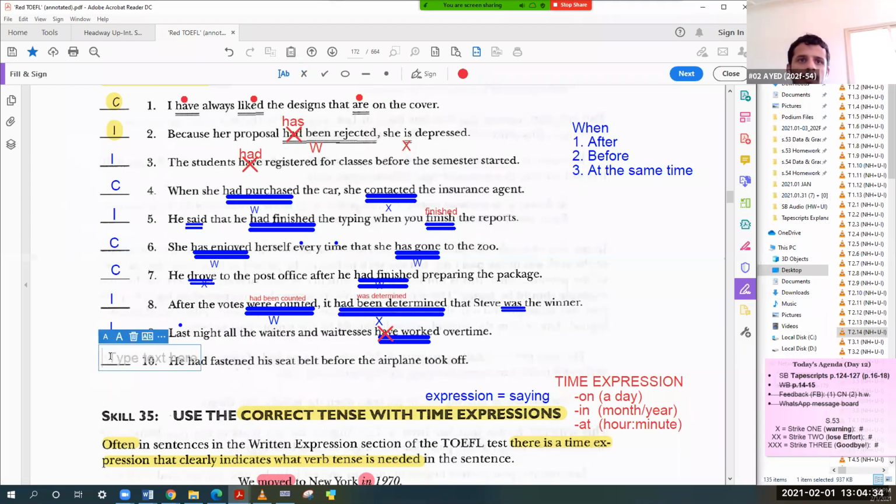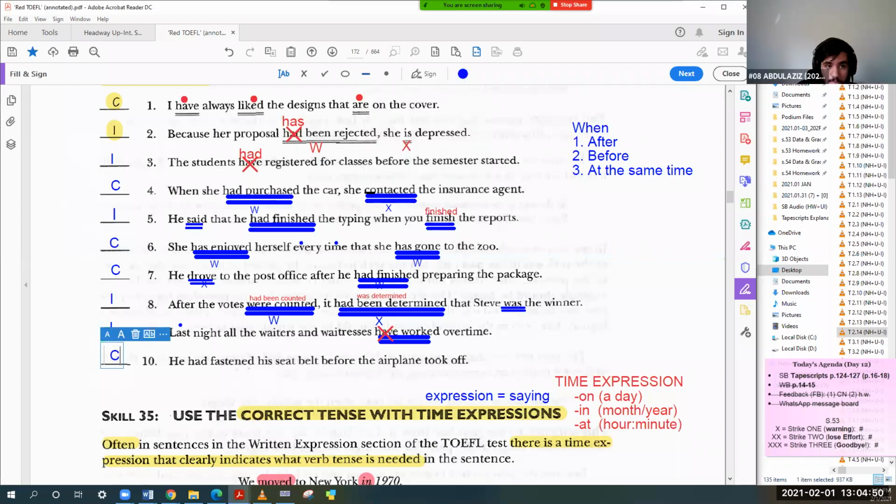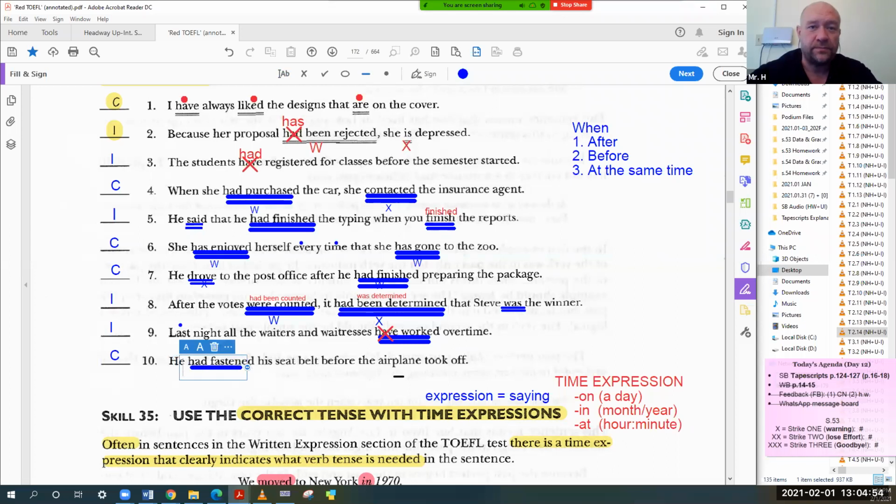He had fastened his seat belt before the airplane took off. Is it correct? Yes, correct. This sentence is absolutely correct. Okay. All right. Good. So where's the X? X is "took off." And where's the W? "Had fastened." Yep. Had fastened.